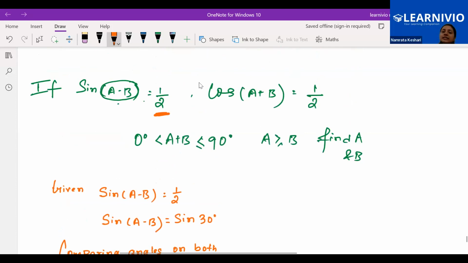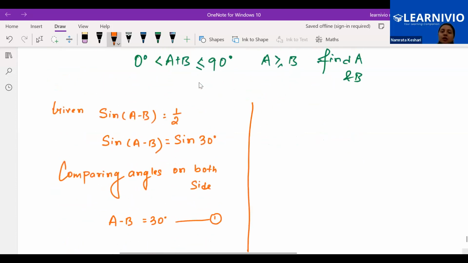Similarly, cos(A+B) is equal to 1 by 2. So 1 by 2 we will try writing in terms of cos only, so that we can compare both sides. A plus B is nothing but an angle over here, which can be compared with an angle only. We cannot say A plus B is 1 by 2. If you are doing that, you are making a huge mistake. Angle we can compare with angle only.